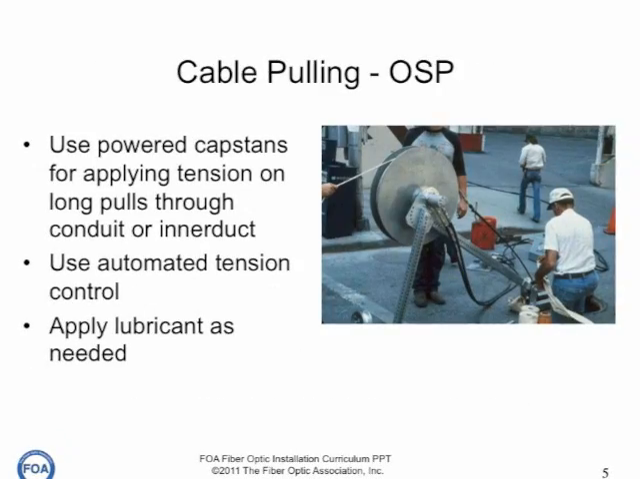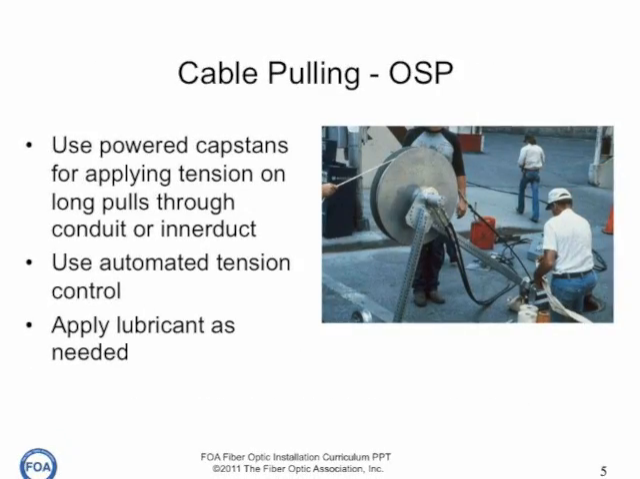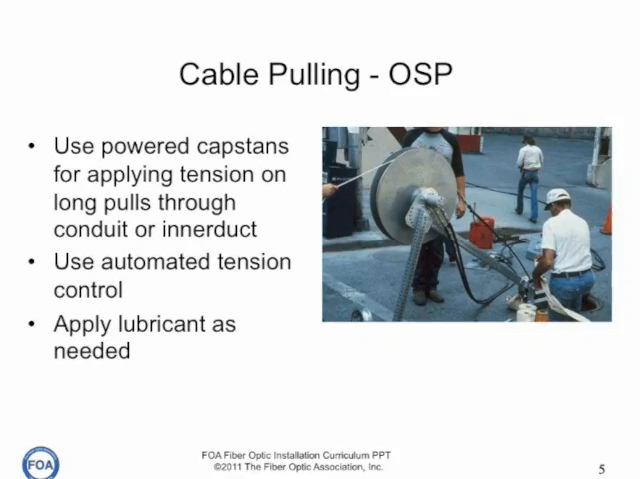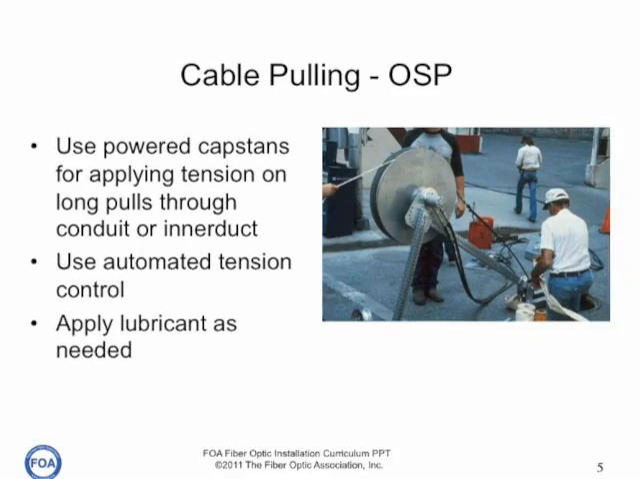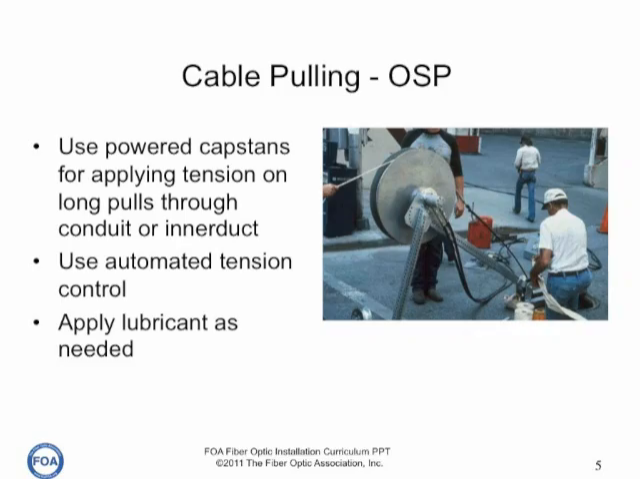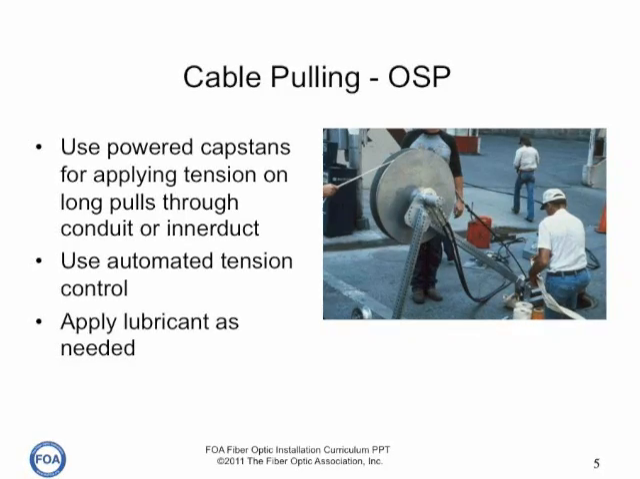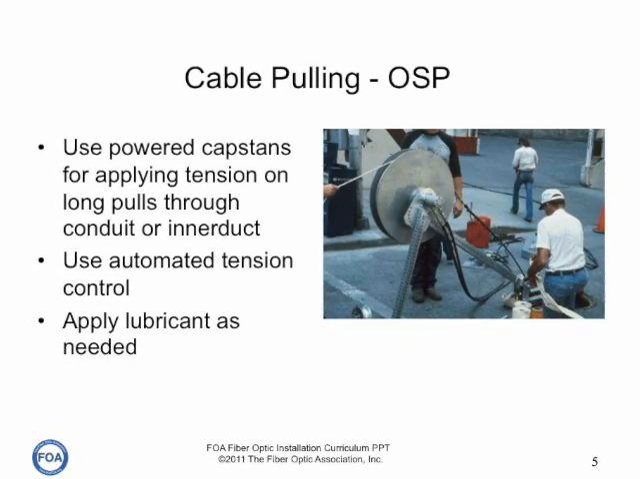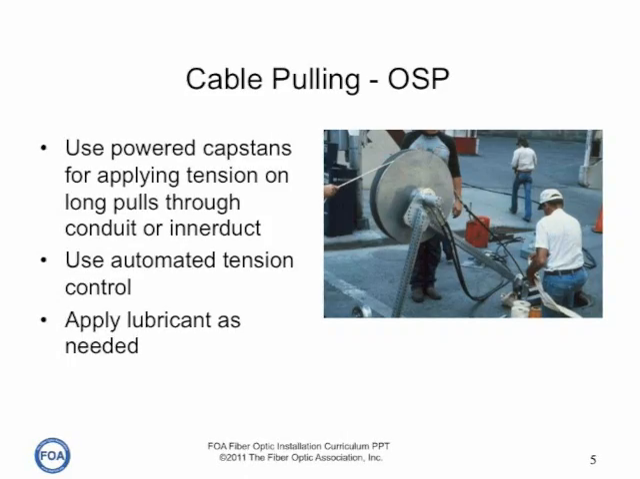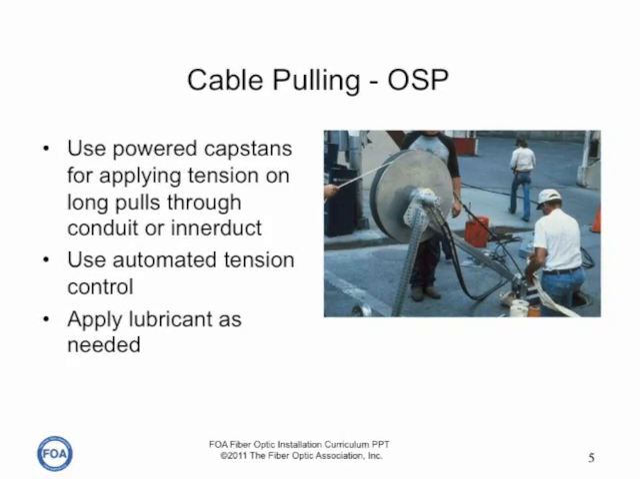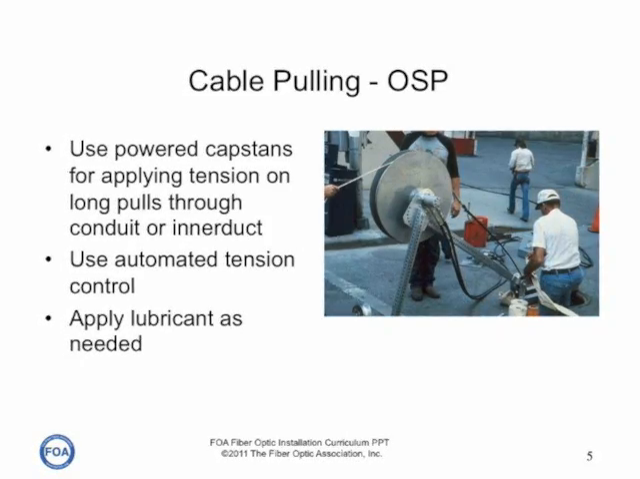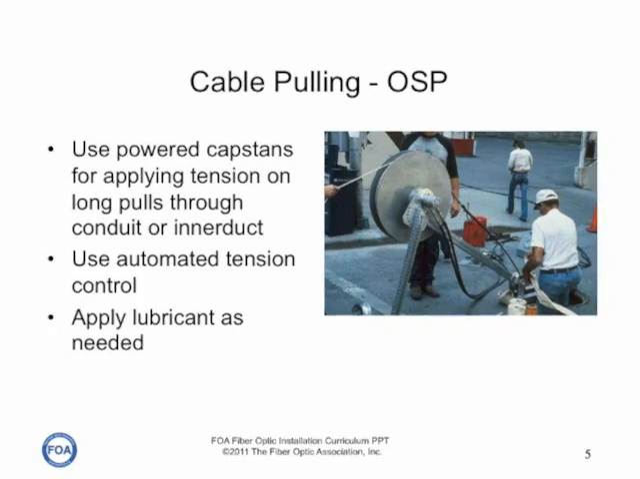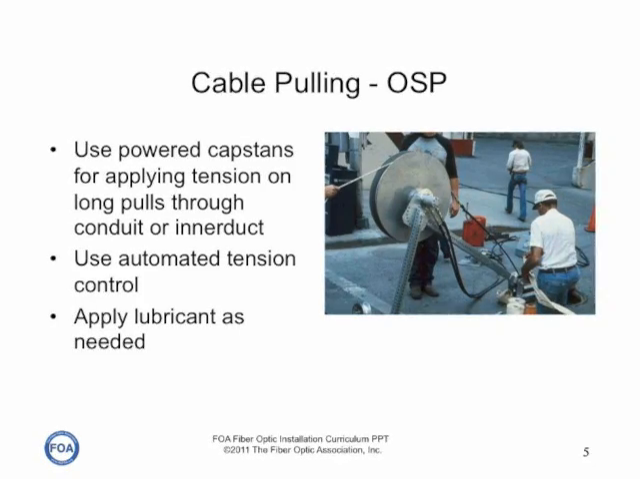Long cable runs will generally use powered capstans for pulling the cable because they can be controlled very accurately and limits can be set on how much tension you use. You always end up lubricating long lengths of cable, and it's important to use the right kind of lubricant because not all lubricants are compatible with fiber optic cables.